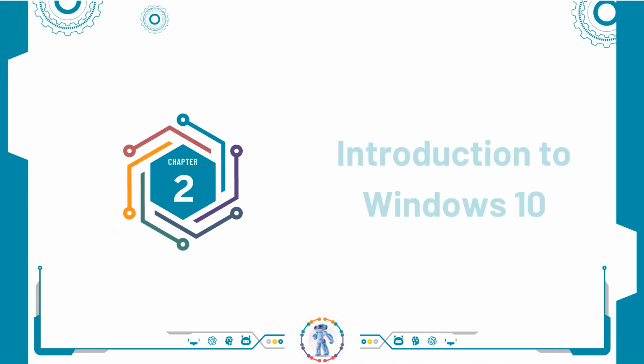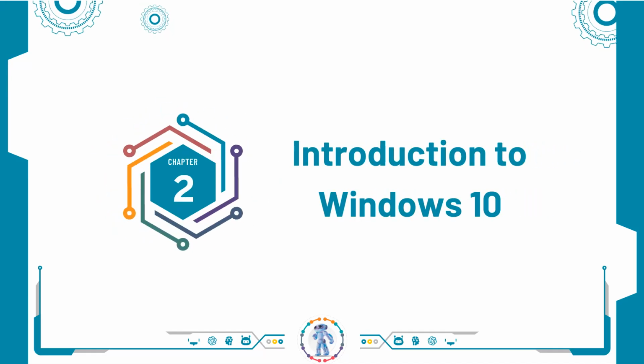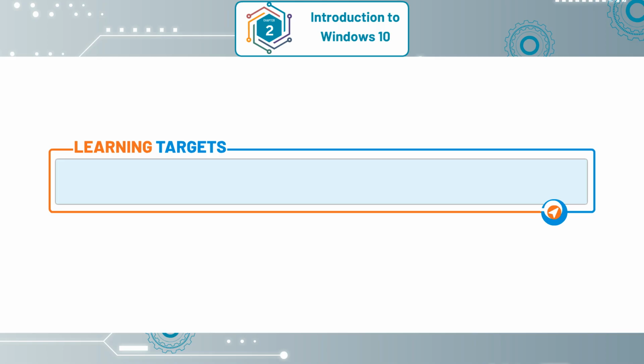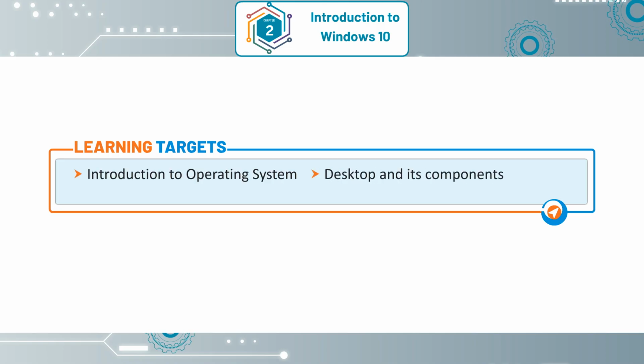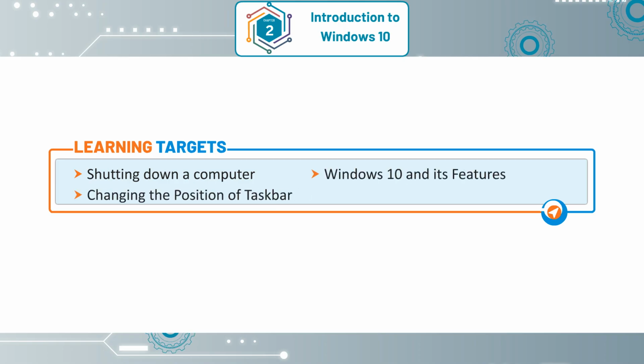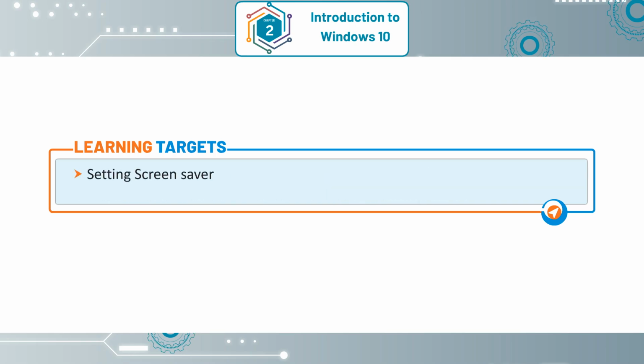Chapter 2. Introduction to Windows 10. Learning Targets. Introduction to Operating System, Desktop, and its Components. Working with icons, changing desktop background, shutting down a computer, Windows 10 and its features, changing the position of taskbar, opening an application, setting screensaver.